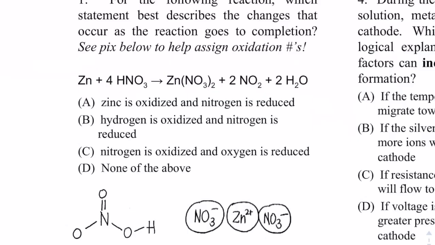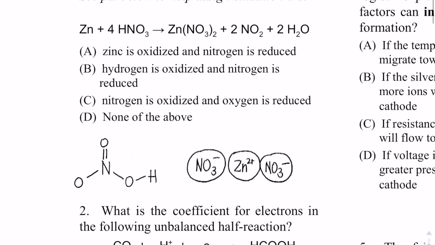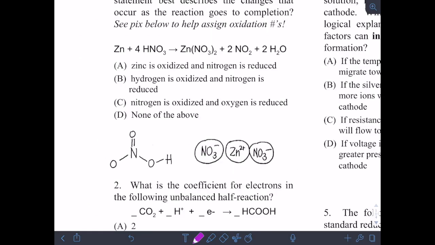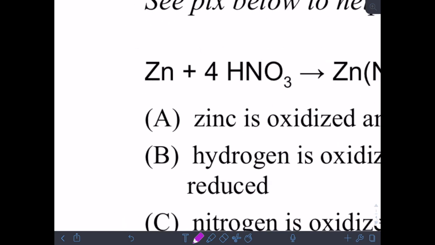For the following reaction, which statement best describes the changes that occur as the reaction goes to completion? So what you're going to want to do is assign oxidation numbers, and then from here we can assess if the atom is being reduced or oxidized or nothing is happening at all. Let's start with zinc. Zinc is in a natural state.